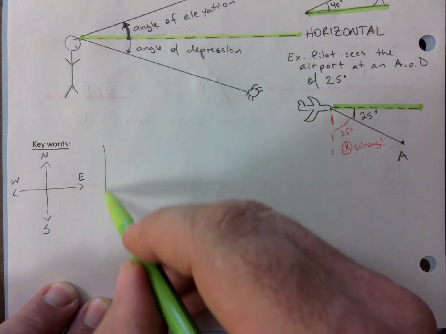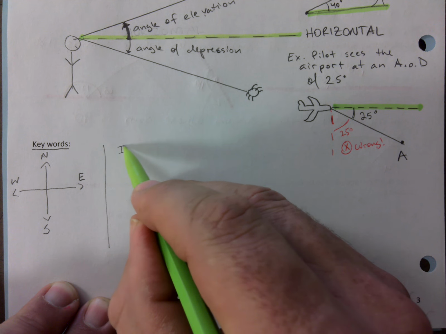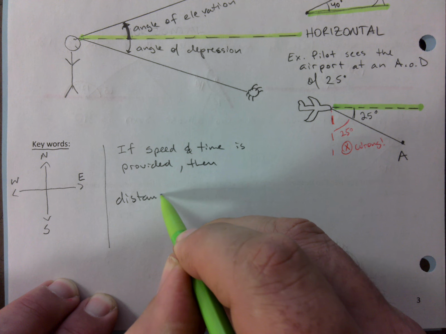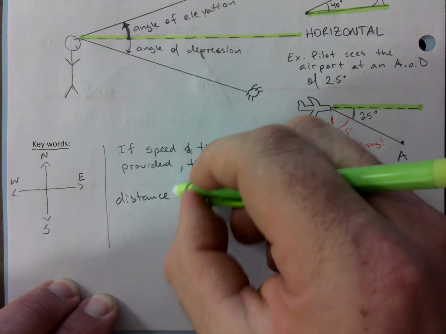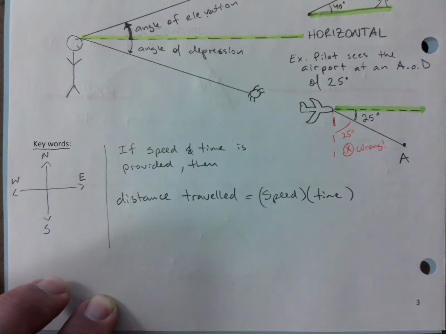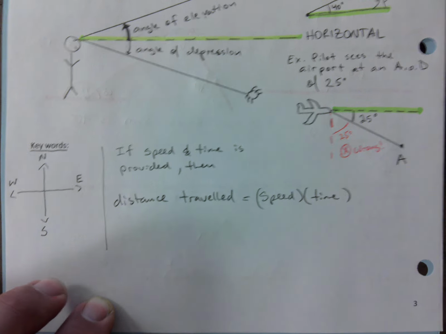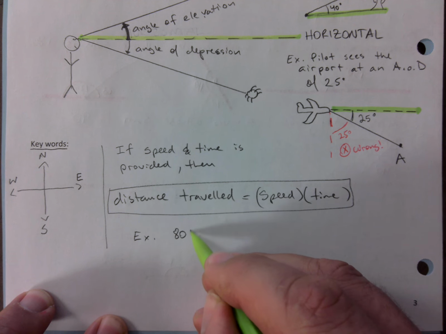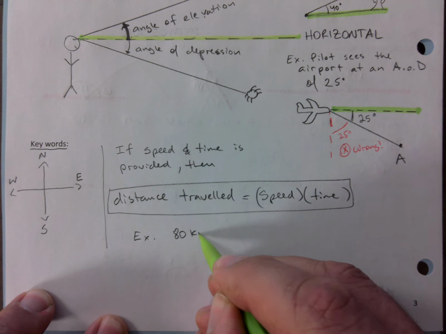And another one, last one. If speed and time is provided, then distance, I'll say distance traveled. This one you might want to add to your study sheet is speed times time. If you're taking physics, you probably know this one already. Example, you're going 80 kilometers an hour over a period of 2.5 hours. How far did you travel?